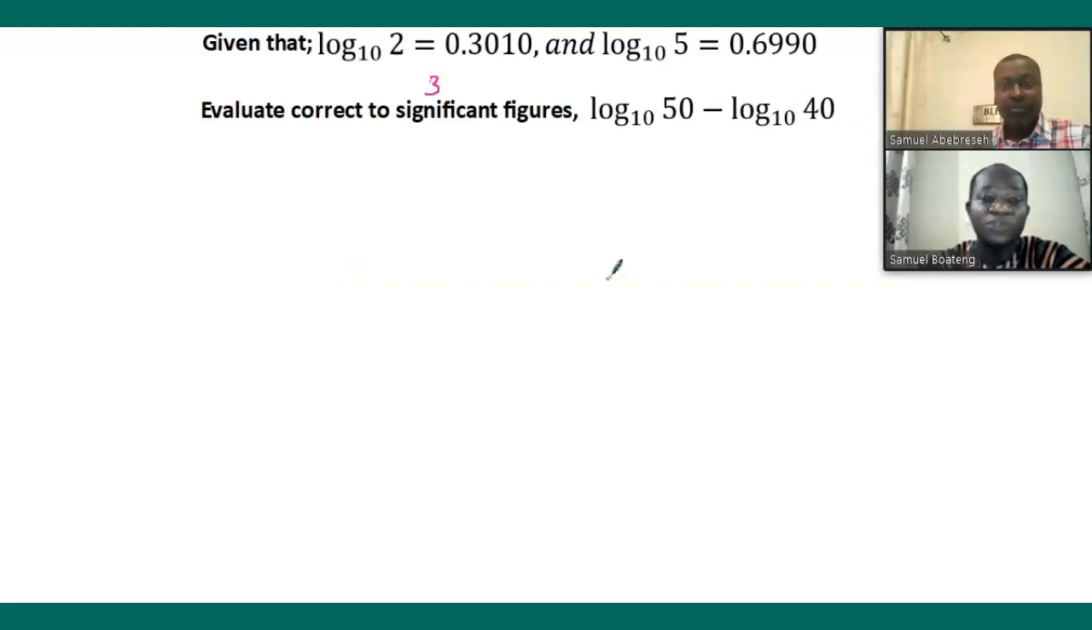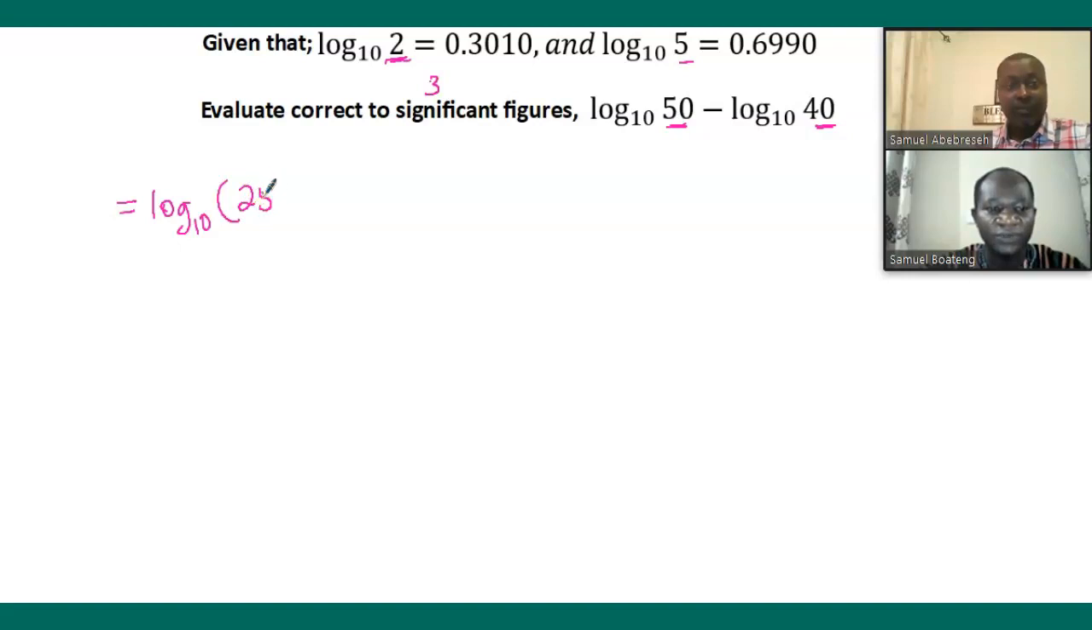All that we need to do is to express those numbers in terms of log 2 and log 5 before we substitute the values. So we want to break the 50. Log to the base 10, bracket open, 25 times 2, minus log to the base 10, 5 times 8.